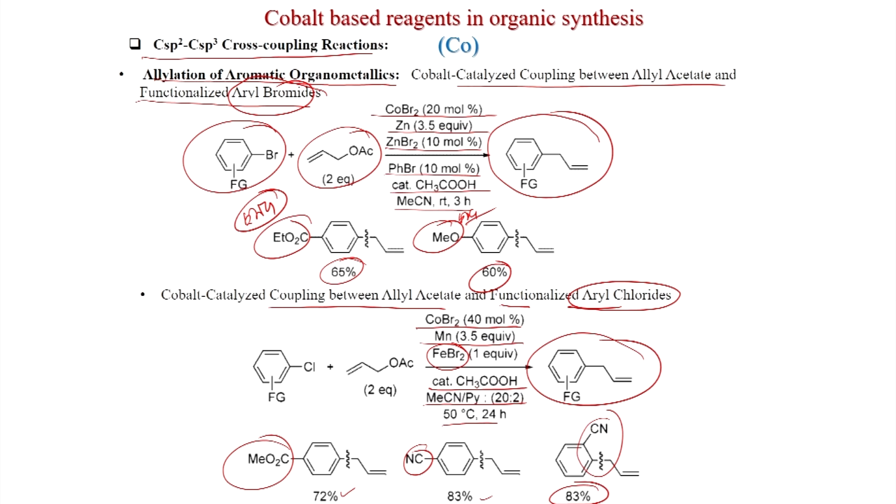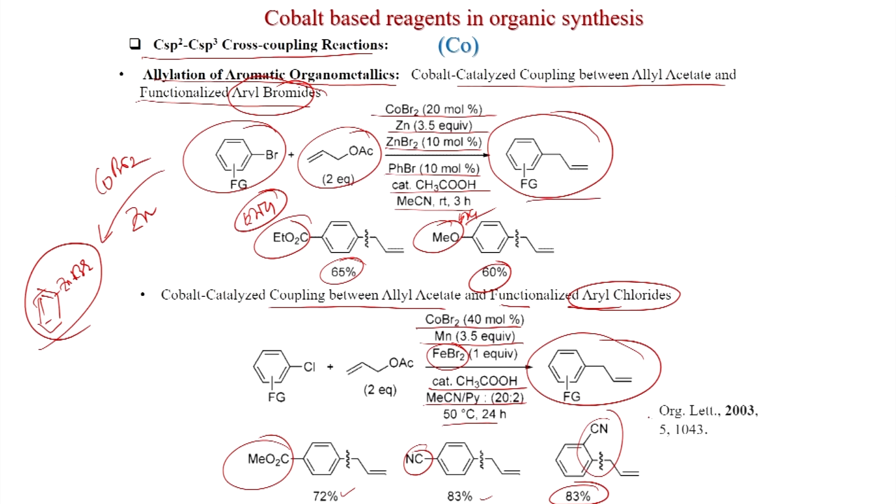So, most likely cobalt bromide and zinc, you are getting this ArZnBr, and after that this ArZnBr is reacting with allyl acetate, which is again of course activated by cobalt, and that is why this allyl product is forming. So, this was published in Organic Letters 2003.